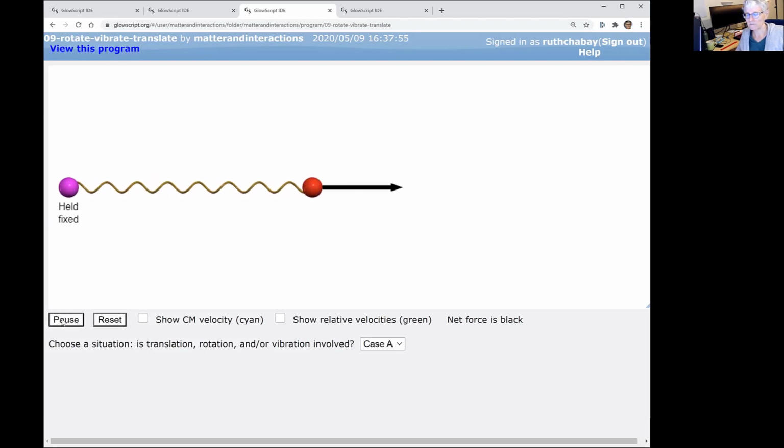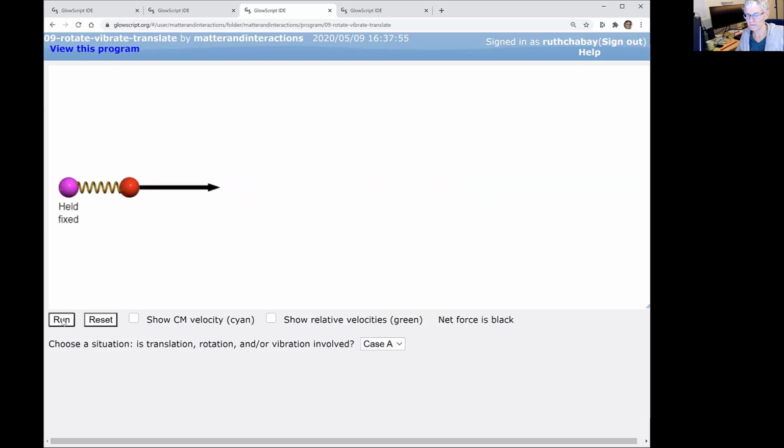When we run it, the right end moves, but the left end doesn't. So what is the velocity of the center of mass in this situation? Is the center of mass moving? Is the velocity of the center of mass zero or non-zero? Yeah, the center of mass velocity is actually non-zero, even though one of the pieces isn't moving.